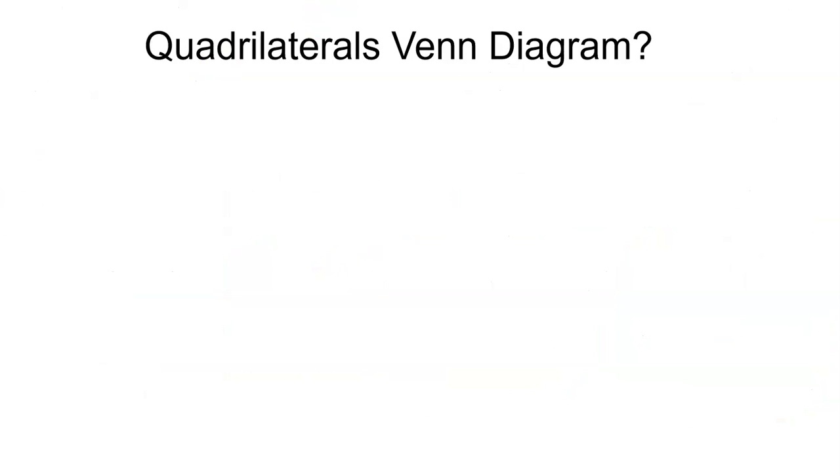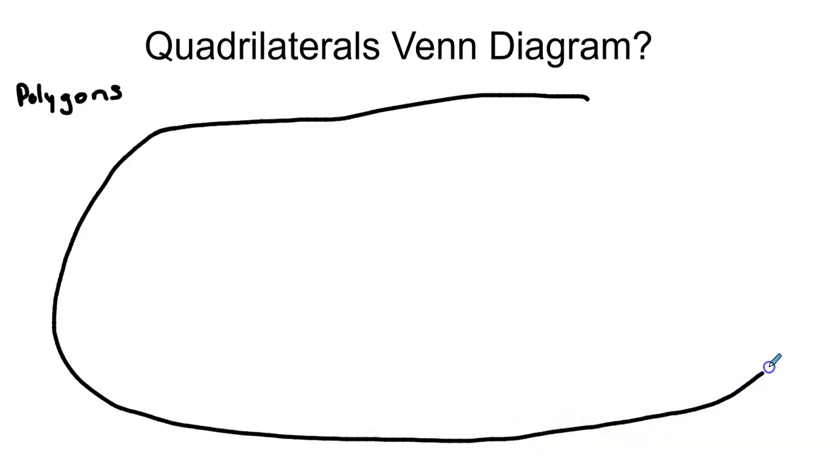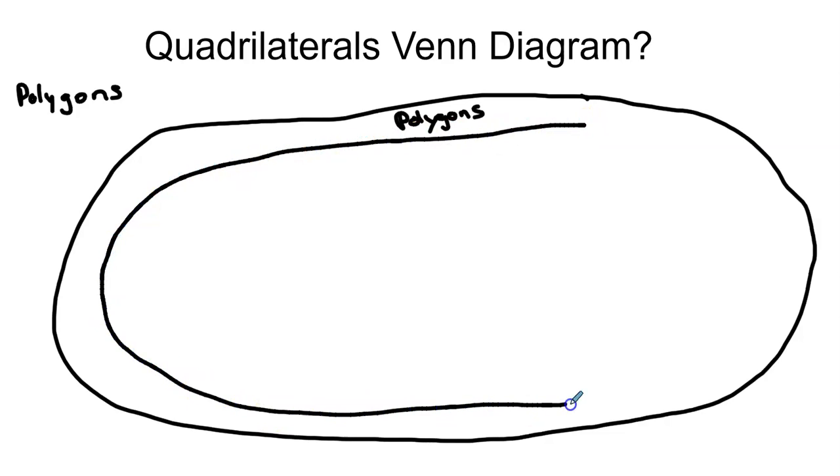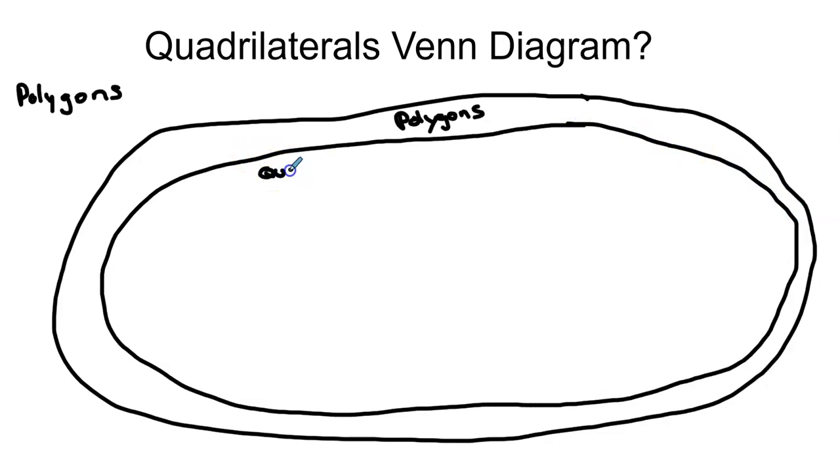Okay, I thought it'd be a good time to maybe pause here and make a little Venn diagram, because there's a lot of words floating around right now. The very first thing that we learned was polygons. We talked about polygons, we talked about interior and exterior angles, but polygons is a pretty big category. And then a specific type of polygon is a quadrilateral, meaning it has 4 sides. So then we have quadrilaterals.